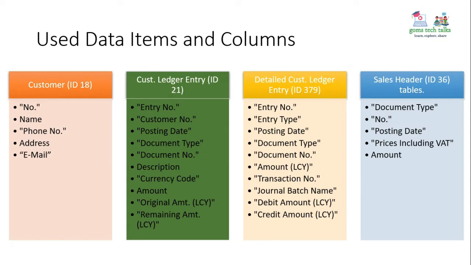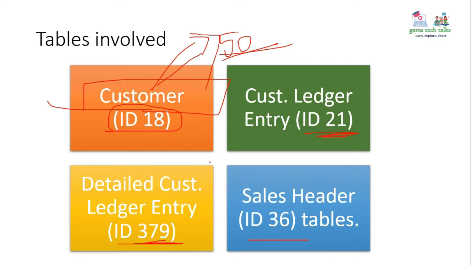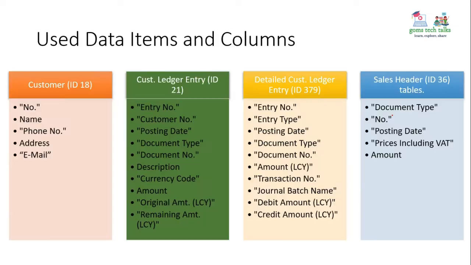What are the fields which we are going to get from these tables? If you take the customer table, you can find more than 50 columns. We are not going to fetch all 50 columns; we are going to use only a few columns from all these tables. So we take number, name, phone number, address, and email from the customer table, and these fields from the customer ledger entry table, these fields from the detailed customer ledger entry table, and these fields from the sales header table. These are all the fields which we are going to add.